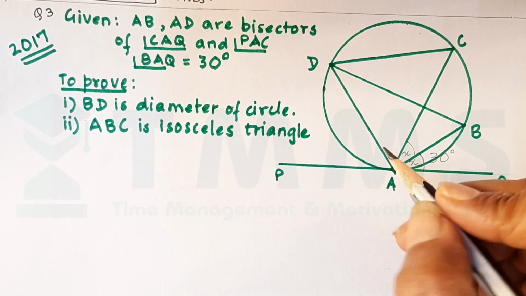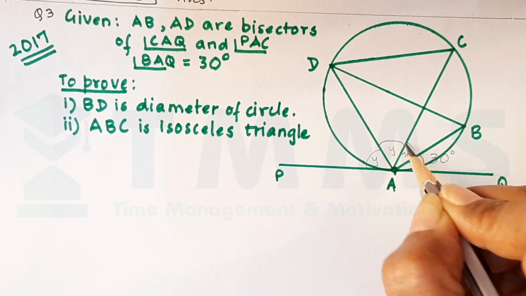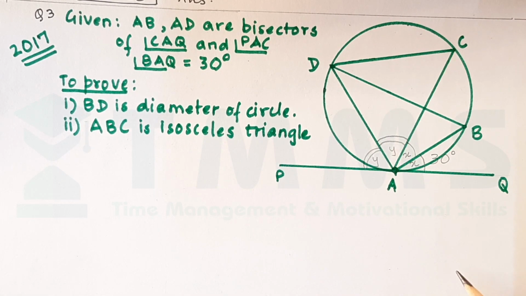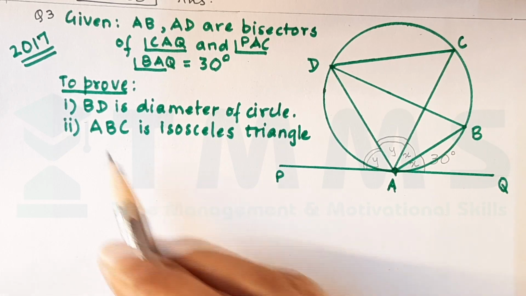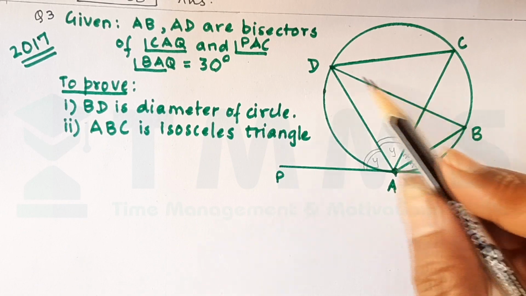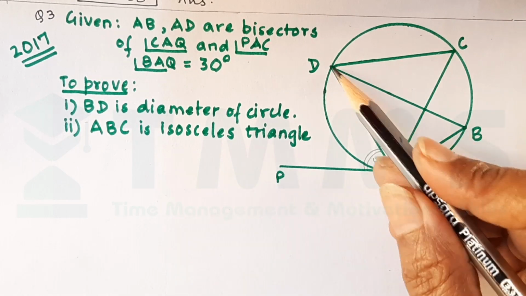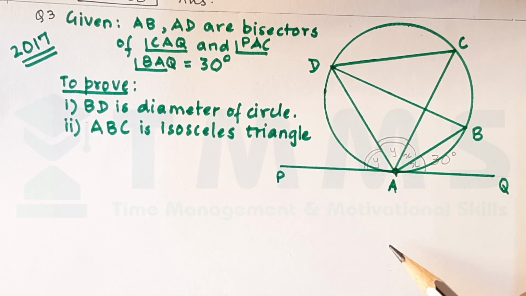Can you see that? So this will be Y and this also will be Y. And I'll show these with a double ring. Getting it? All right. Now, let us start thinking. We have to prove that BD is the diameter. So if BD is the diameter, then this angle becomes angle in the semicircle. So this angle should be 90 degrees.